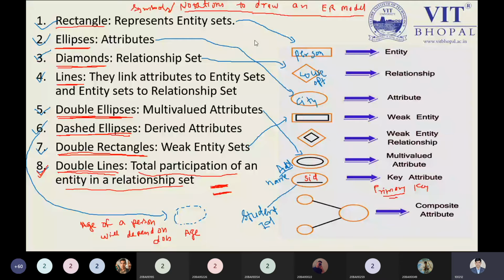That part I will show by practical after the theory, then the thing will be clear. But you have to understand the double line. Double lines mean I'm speaking of total participation. Total participation means at least one instance will exist. That is the point.